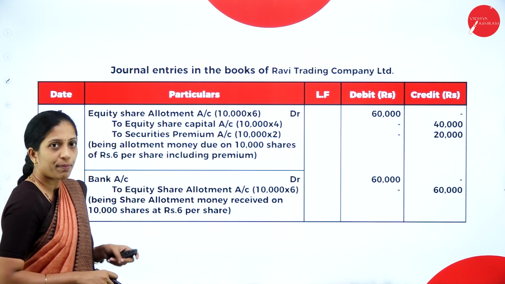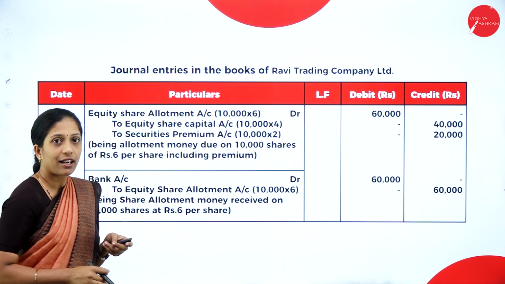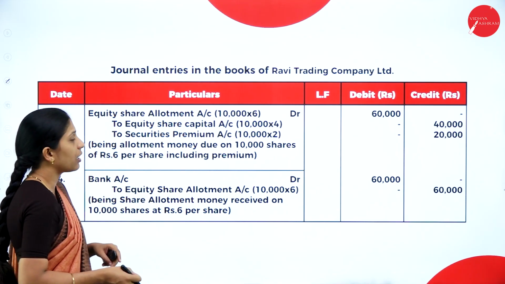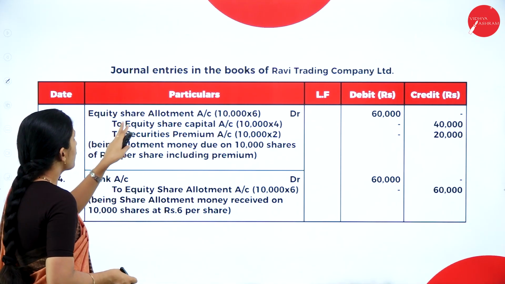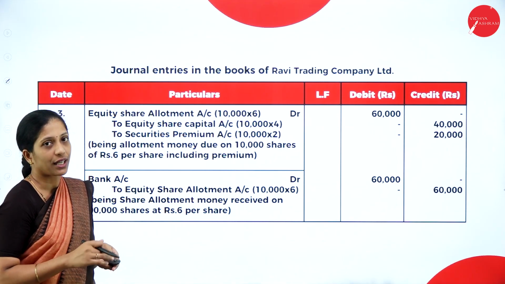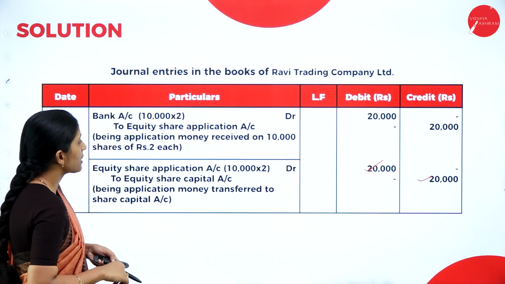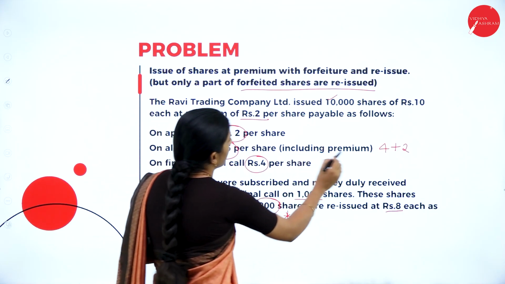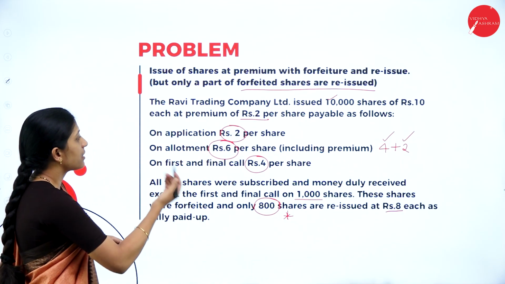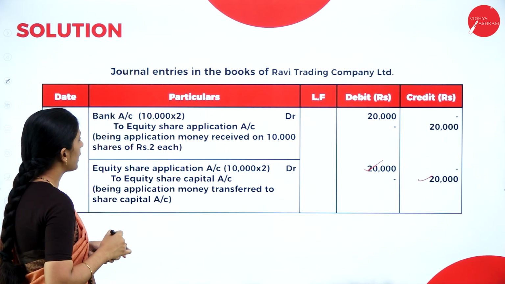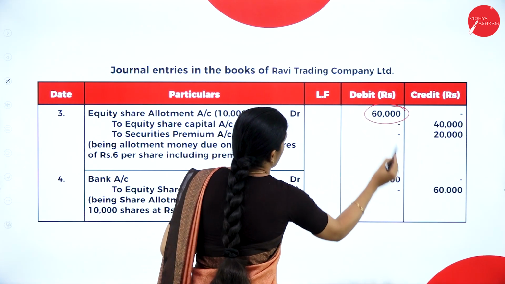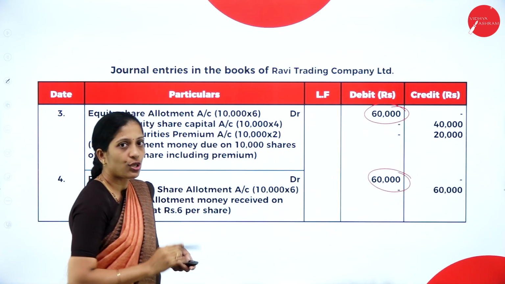Next is allotment money due, equity share allotment account. Since the allotment stage is on premium, you have to consider securities premium account also. So equity share allotment account debit to equity share capital account and securities premium account. So what is it? 10,000 into 6. Next will be 10,000 into 4 and 10,000 into 2. Next, receiving of allotment money, bank account debit to equity share allotment account with the same amount what you have transferred here. Okay, so hope you are clear.